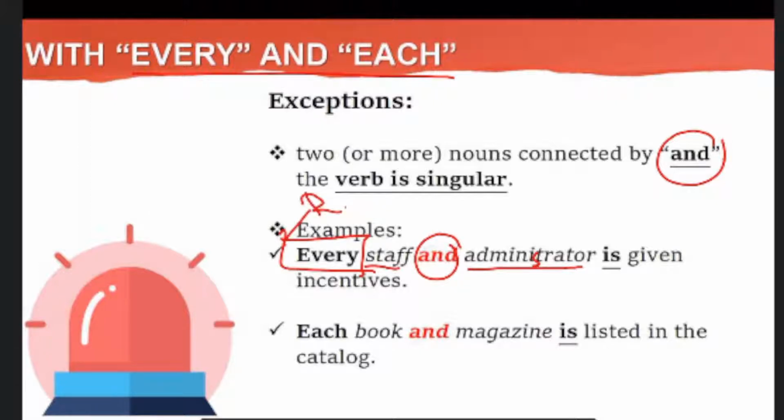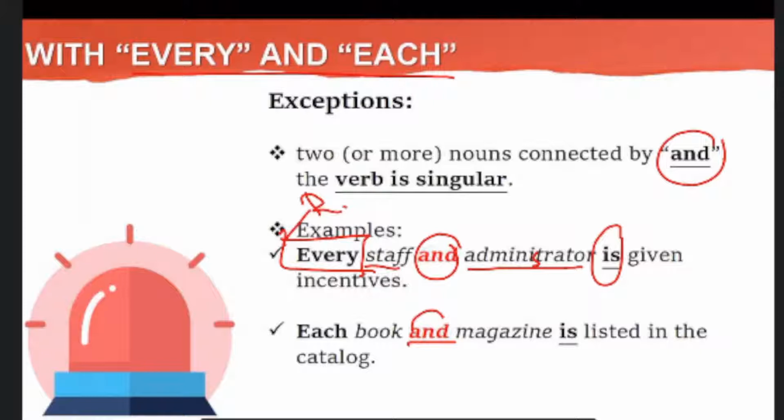This will be the rule, the benchmark on which verb you should use. Since it starts with every, and every is followed by a singular noun, every staff and administrator, even though there are two subjects, it's still considered a singular noun. So that's why we use is. Whatever it is, for every and each, even though you have two subjects, we still use a singular verb. Every staff and administrator is given incentive.